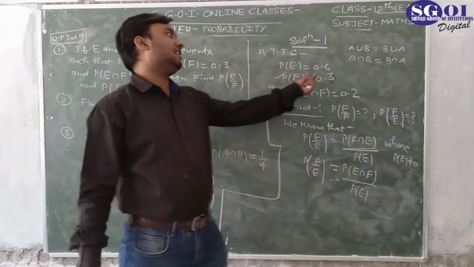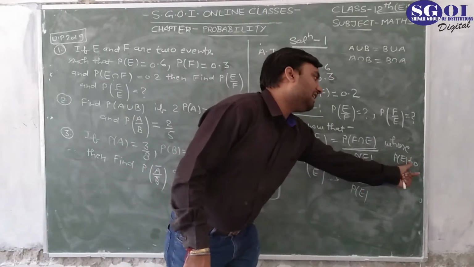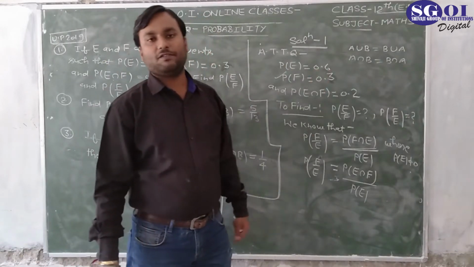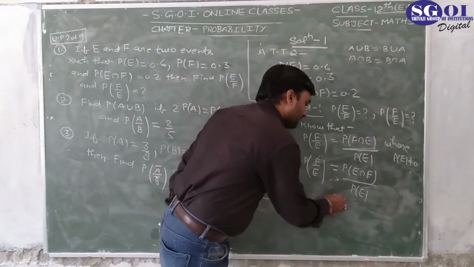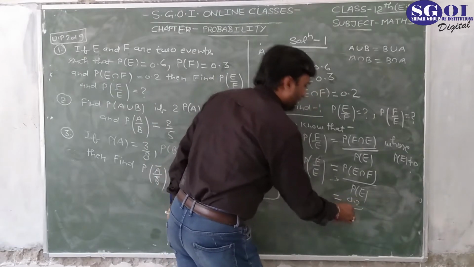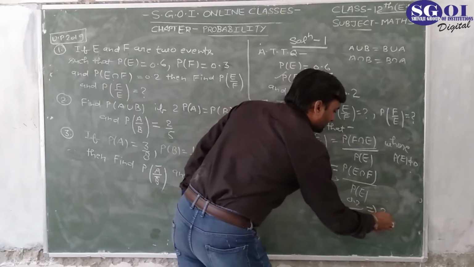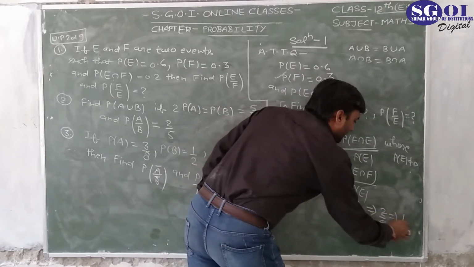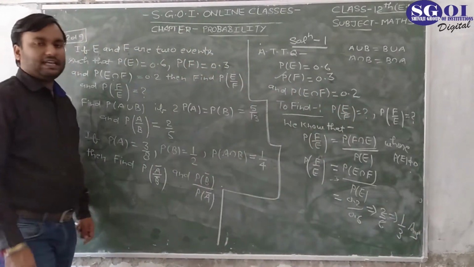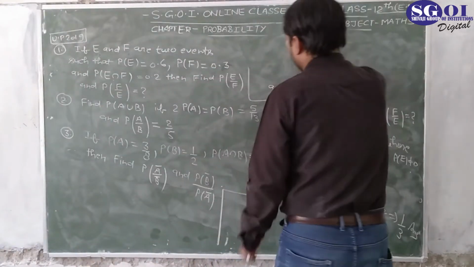So what is the probability of E? Probability of E is 0.6, and the condition is that probability of E can never be equal to 0. So you can check probability of E is not equal to 0, and we can solve it. Probability of E intersection F is 0.2 upon probability of E, which is 0.6. This gives us 2 by 6, and after solving one line more, you can find probability of F by E is equal to 1 by 3. This is the answer for this problem.